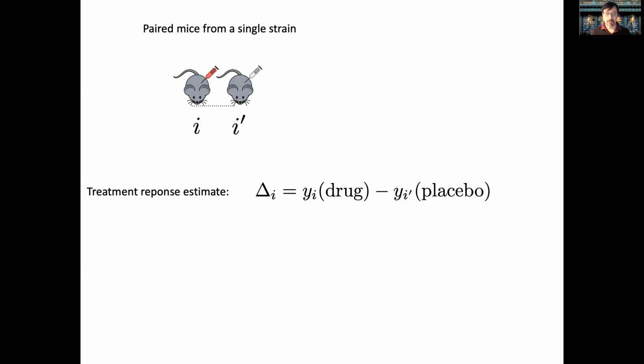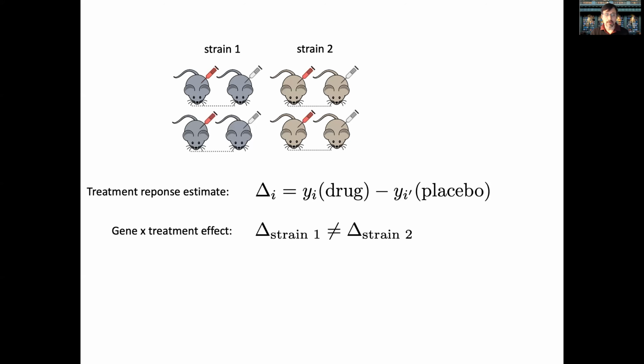So we end up with this delta, and we could get a better estimate for what the strain delta is by doing more pairs. But the point is, the unit now is not the phenotype, but it's the delta from a pair of mice. If we did this in 2 strains, then we could calculate a gene by treatment effect by looking at the estimated delta for strain 1 versus the estimated delta for strain 2.